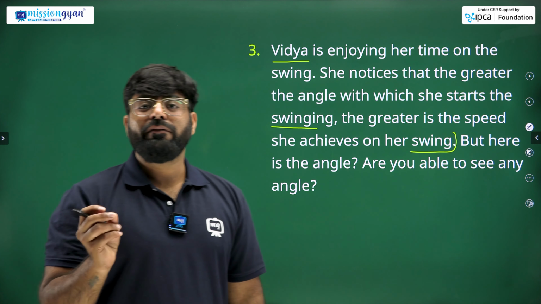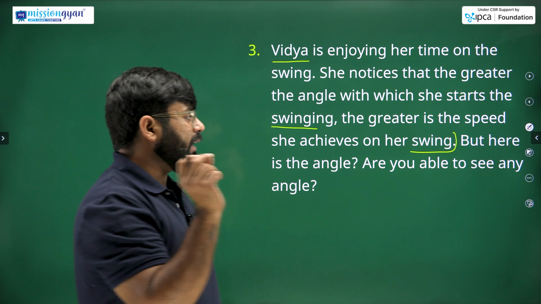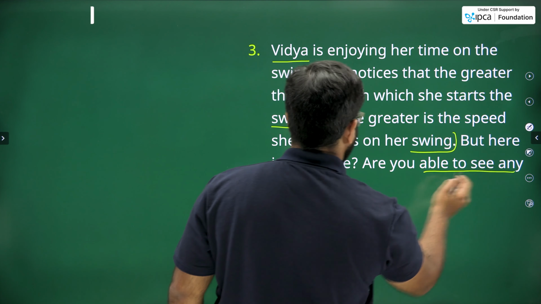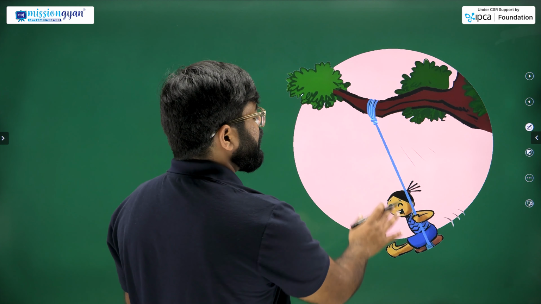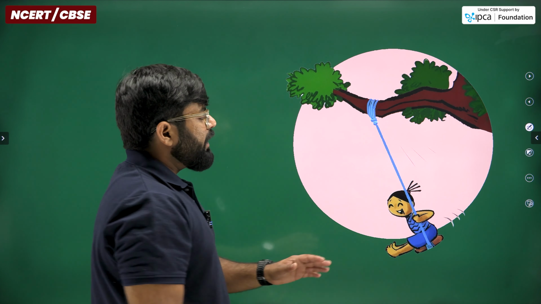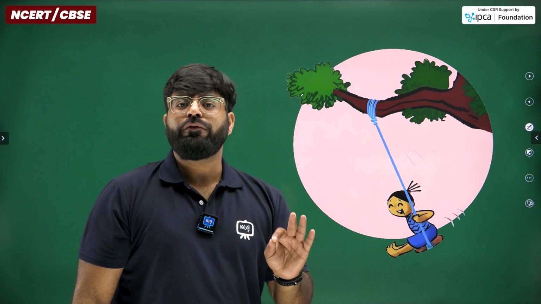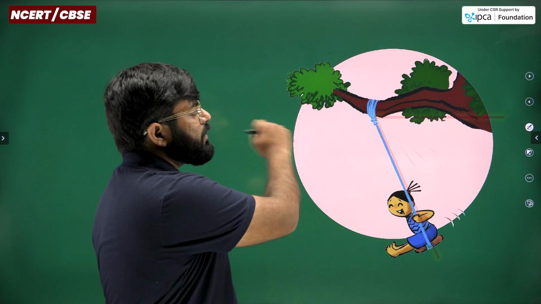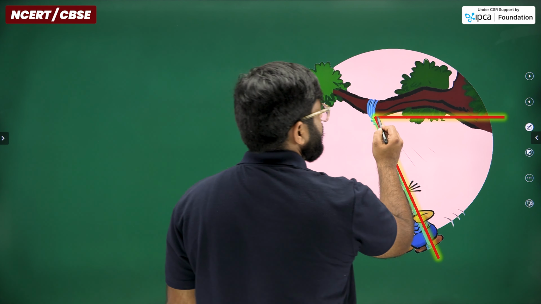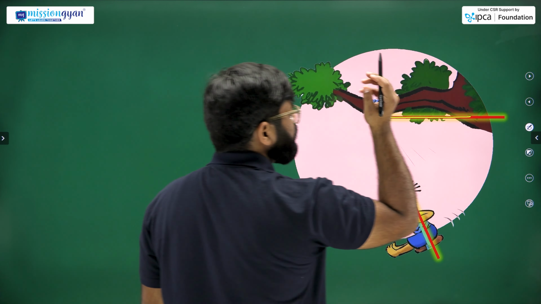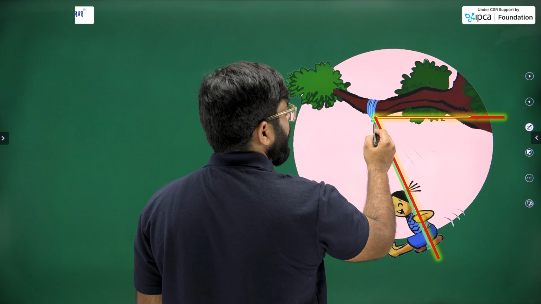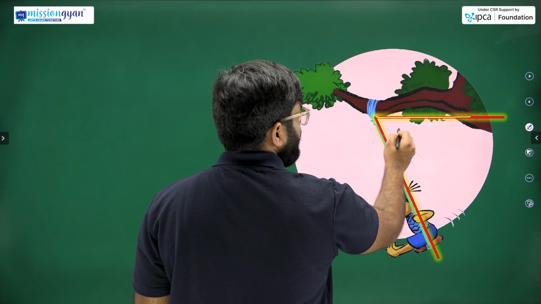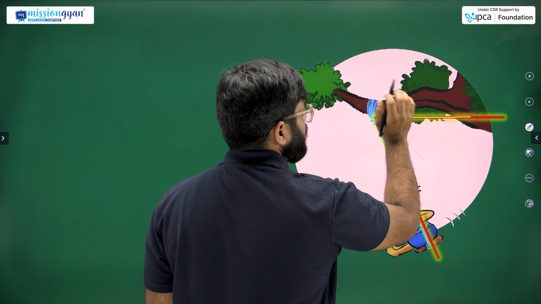Here is the angle. Are you able to see any angle? So basically when Vidya is swinging, she is forming an angle. Can you find the angle she is forming? Yes, we can see that this is the angle, because this is the base, or we can say the stem where the swing is hanging, and this is the rope where she is swinging. So we can say yes, this is the angle she is forming.